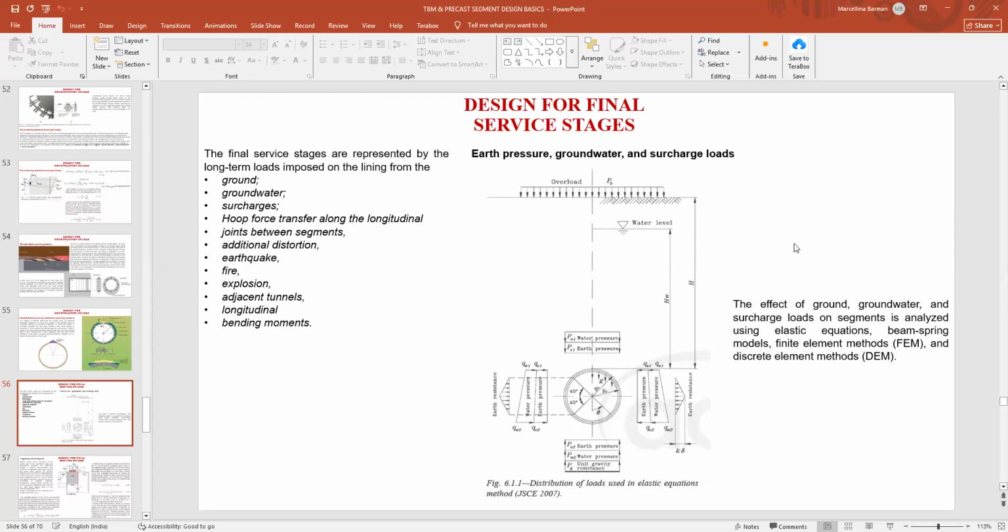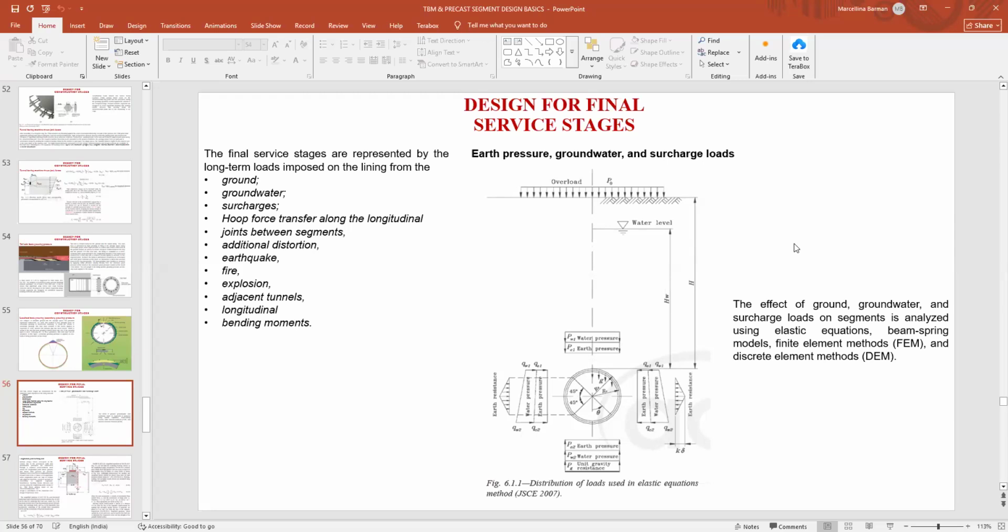There can be an explosion load. Explosion load is mostly if there is any type of explosion within the tunnel, and that is an additional load that is also taken into account in the segment design. If there is any already constructed tunnel running parallel to your newly constructed tunnel, the load effect from the existing tunnel segments or lining on your newly constructed tunnel is also taken into account.